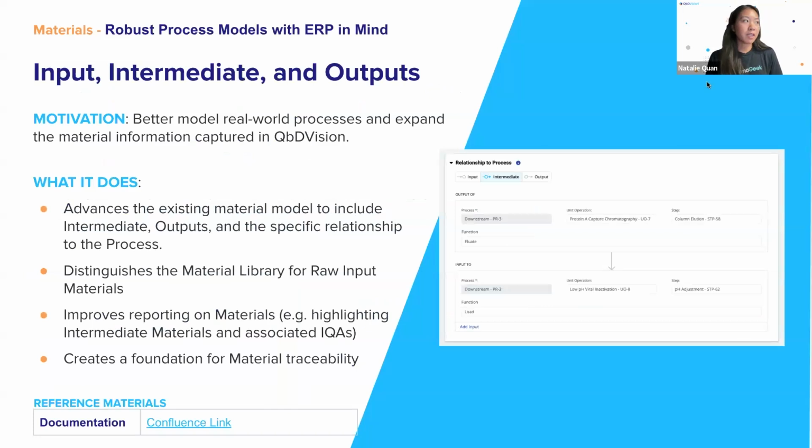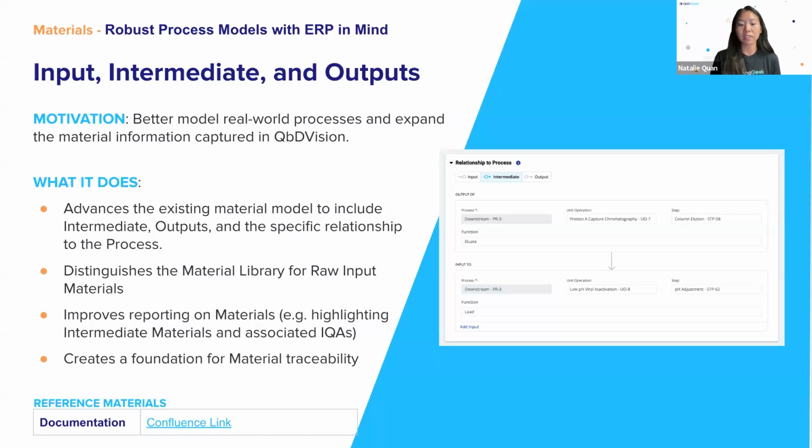So I'm going to first dive in again to our first theme, which is the robust process models with ERP in mind. And this is all about, functionally, we added intermediate and output materials. So here, what we wanted to do is first and foremost, better model the real world processes and expand the material information captured in QBD Vision.